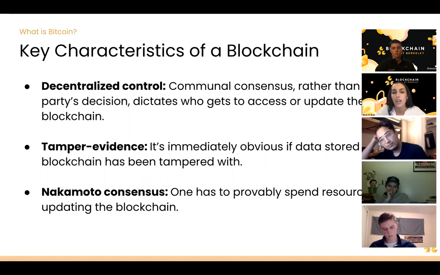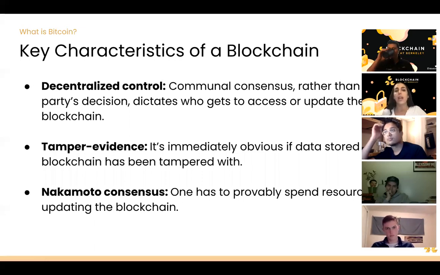So comparing this to a normal database that we imagine, like let's say Facebook, if Facebook wants to update their database, they can do that because they own that database. It's in one place and it has one owner. But in a blockchain, this is supposed to be a distributed database, so it's supposed to be amongst a lot of people. And so there needs to be this decentralized control aspect of it.